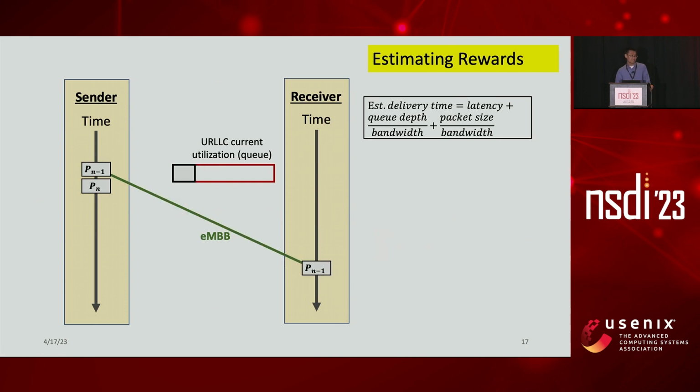Now the question is, because the URLLC channel is so fast, if the channel is not congested, then we should expect to have a reward in most cases. Should we always send the packet to the URLLC if we expect a reward, if the reward is not negative? Let's see another use case for this.